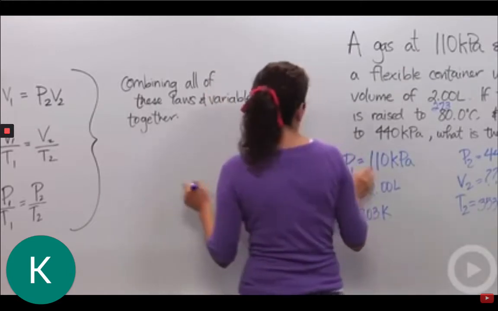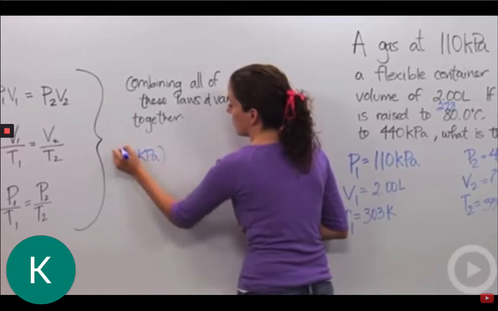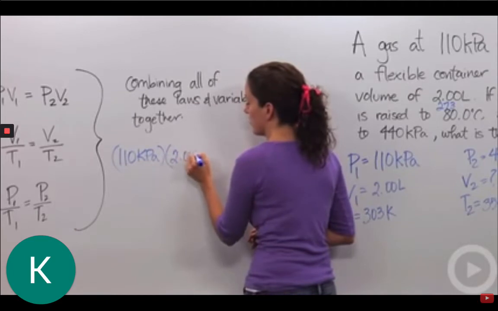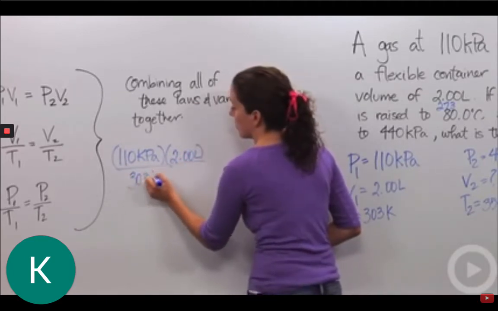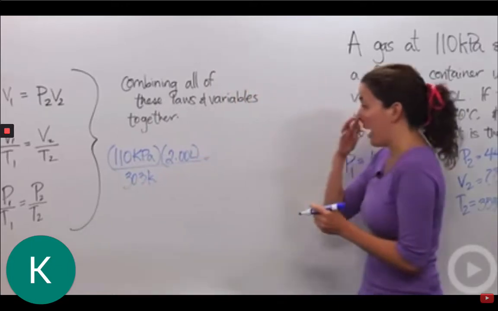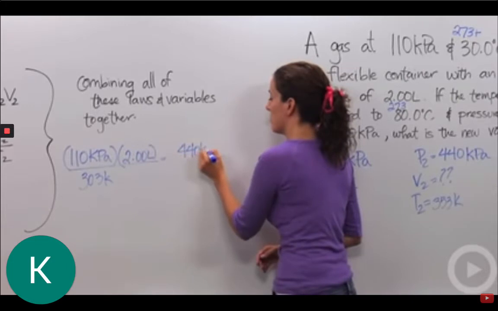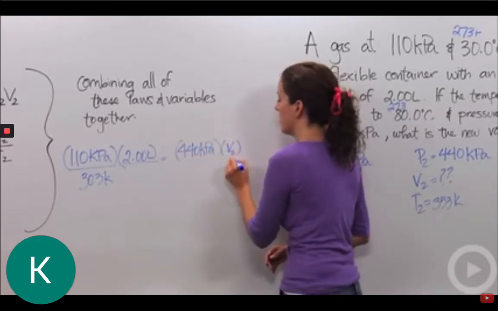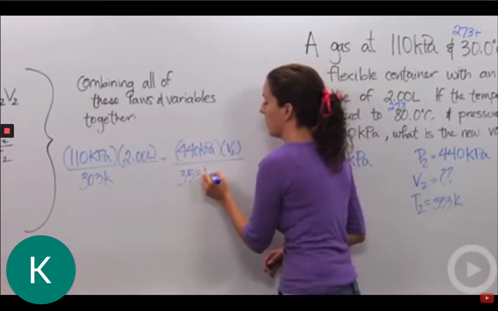and say our pressure 1 is 110 kilopascals. Our volume 1 is 2 liters. Our temperature 1 is 303 Kelvin. Our pressure 2 is 440 kilopascals. We don't know our volume, so we're going to just say V2 over 353 Kelvin.